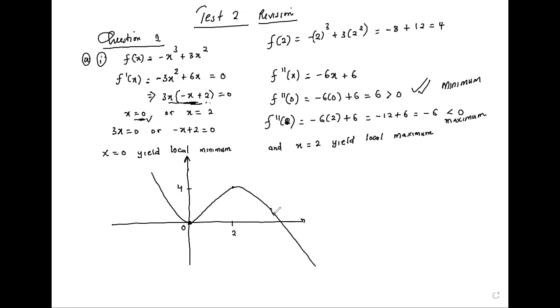You can easily find the intercept because the polynomial we have is not a complicated one. If you set it to 0, you get x squared times minus x plus 3. So you get x squared equals 0 or minus x plus 3 equals 0. This will give us 0. This will give us 3. So put 3 there.